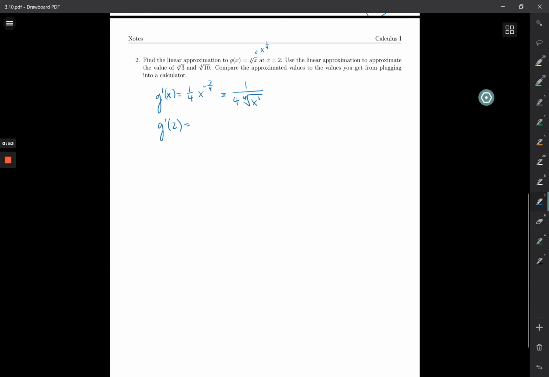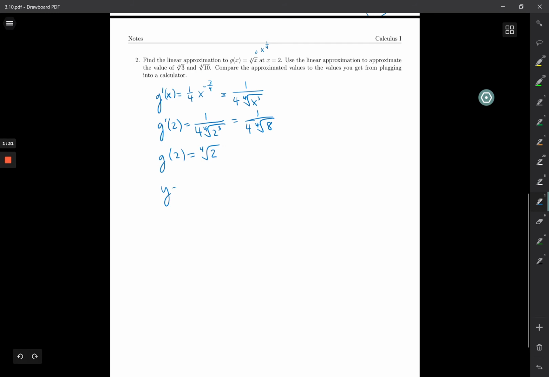So I'm going to plug in 2 to my derivative, and I will get 2 cubed with the fourth root. And so just simplifying this a little bit, that's the fourth root of 8, so 4 times the fourth root of 8 in the denominator. Okay, and so I'm going to leave it in that form. And then we just need to evaluate the function at 2 as well. And so that is just the fourth root of 2, right?